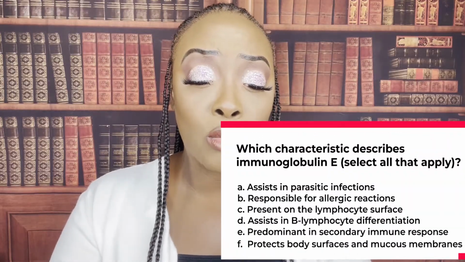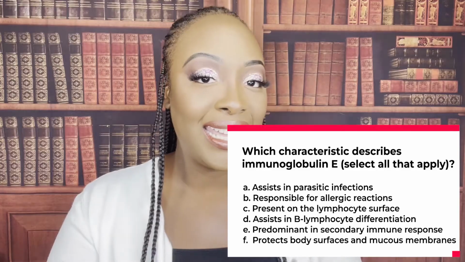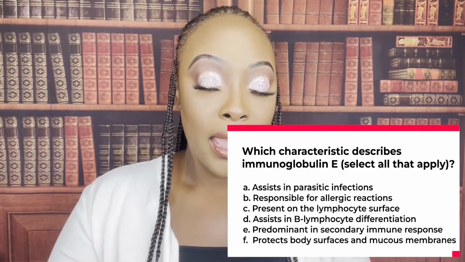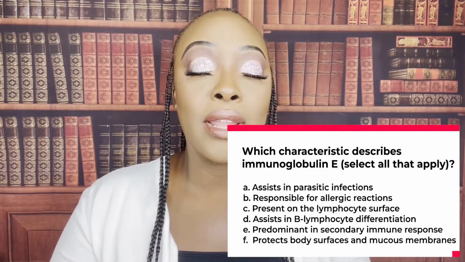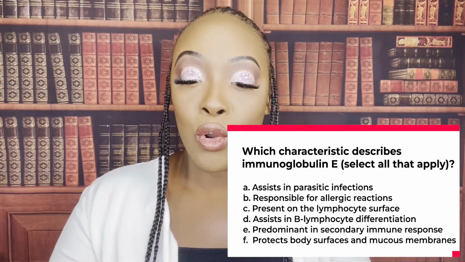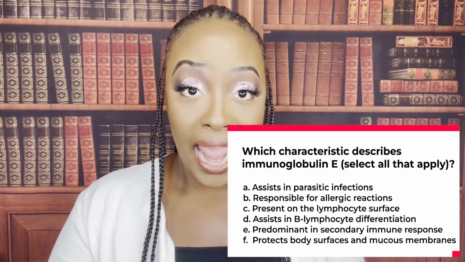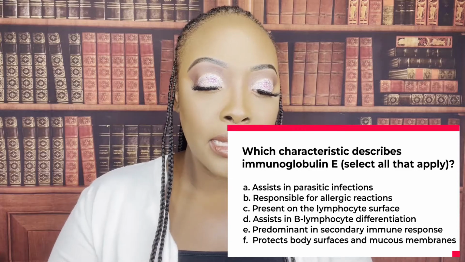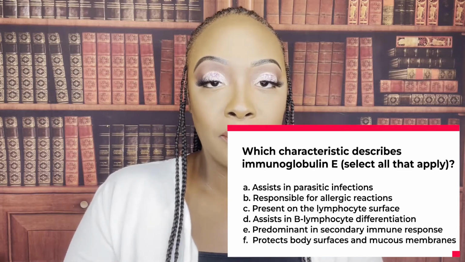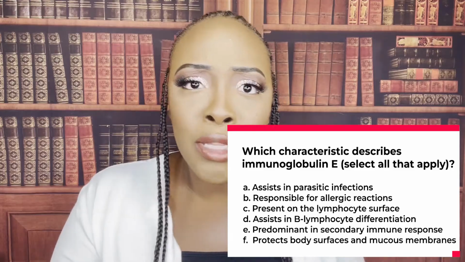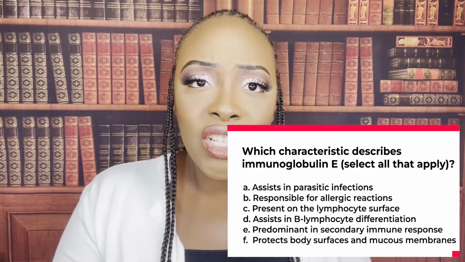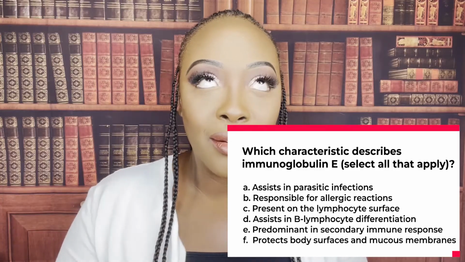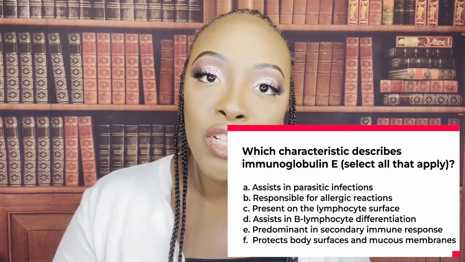Which characteristic describes immunoglobulin E? E as in excellent, IgE. Sorry guys, this is a select all that apply. So again, guys, we're going to treat these as true or false. Good. A, assists in parasitic infections, true or false? True. Like two questions ago, I told you that with IgE, it's parasites or allergic reactions. Oh shoot, I just gave you the answer. Parasites or allergic reactions, so true.